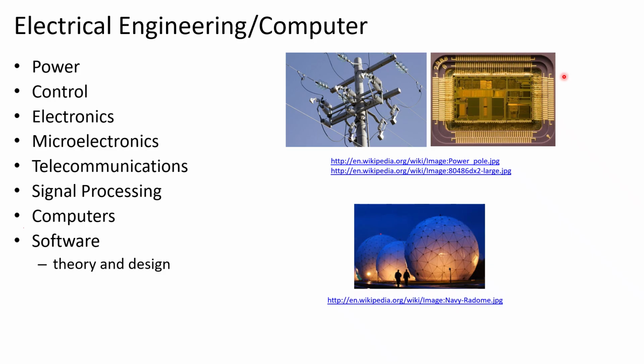Electrical engineers, computer scientists, and computer engineers are also involved in control. For instance, how do you design a system to control the temperature in a refrigerator? They're also involved in producing what I might call macroelectronics, things like toasters and dryers, things that are large that involve electronic components.